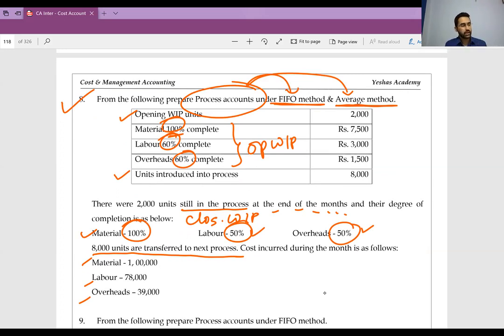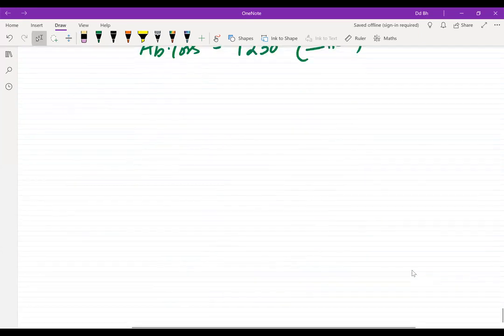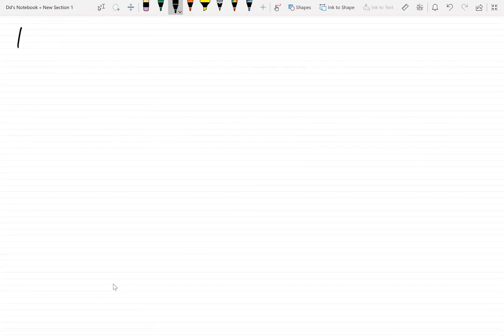Right. Let us first work out the whole answer under FIFO method. We will have to then work out under average cost method. Let me open the answer book. All of you write the heading. Write the heading FIFO method. I will expand my notepad screen and hide my video. Start writing FIFO method.